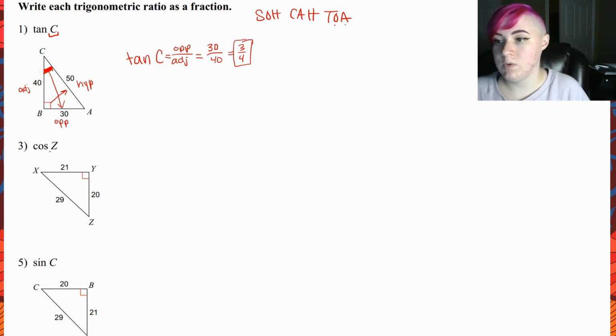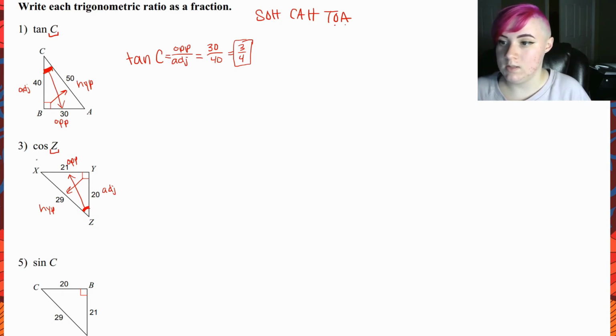So if we look at the next one, we're looking at angle Z here. Okay, so we'll mark the angle. We'll go ahead and label the sides. Directly across from the right angle is the hypotenuse. Across from the angle we're looking at is the opposite side. And then the leftover side is the adjacent side.